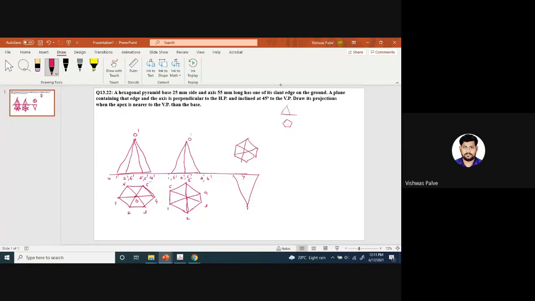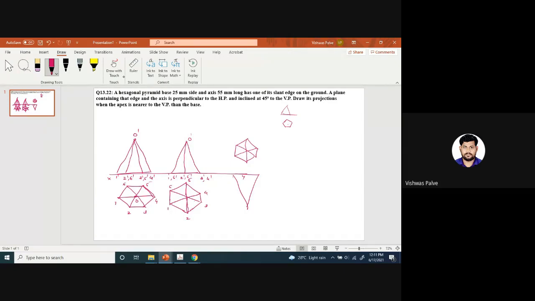So always keep in mind, if the object is resting on the vertical plane, then the base we are going to draw in the front view, and the triangle we are going to draw in the top view. Whereas when the object is resting on the horizontal plane, the base we are going to draw below the XY line, and the triangle we are going to draw above the XY line. Okay, so for this particular problem, it is going to rest on one of its slant edges.